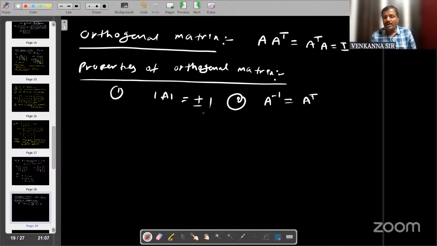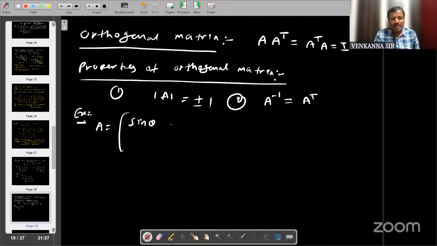Totally 3 conditions are appearing on the slide here on the screen. This condition is orthogonal properties. All the 3 are previous GATE, no doubt. And if I am taking the example of orthogonal matrix, here I am explaining one example. A is equal to sin theta, minus cos theta, sin theta. So this is one example of orthogonal matrix.